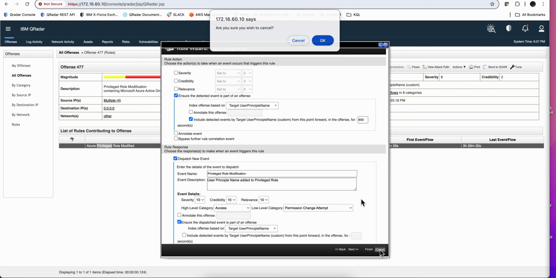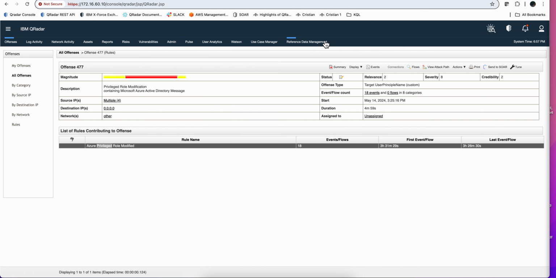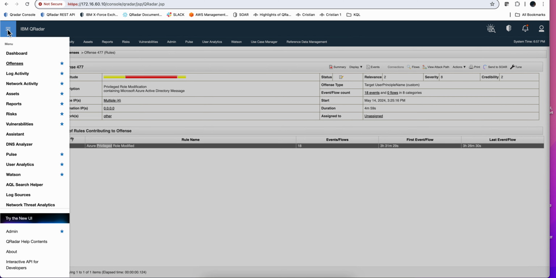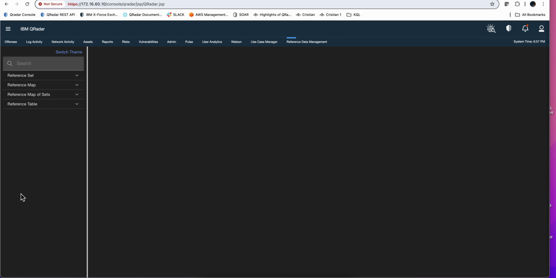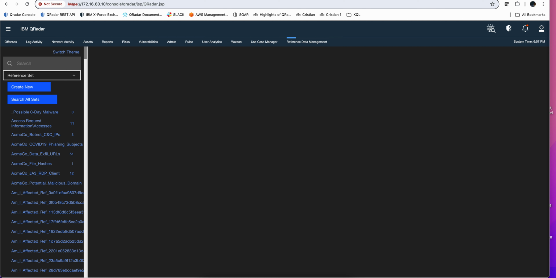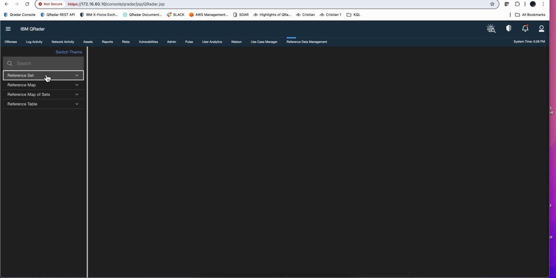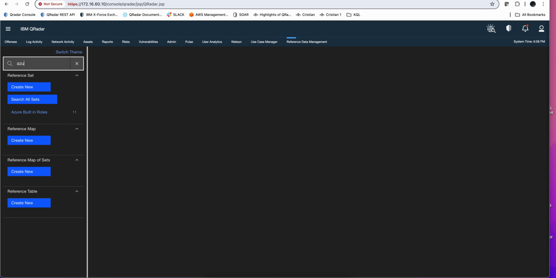It's actually a very cool rule, right? Let's take a look at the reference set. So I'm going to go into my reference data management app, and I'm going to look for reference set. We actually close that window so we don't get any noise, and we're going to look here for reference set Azure, and we have it in here.